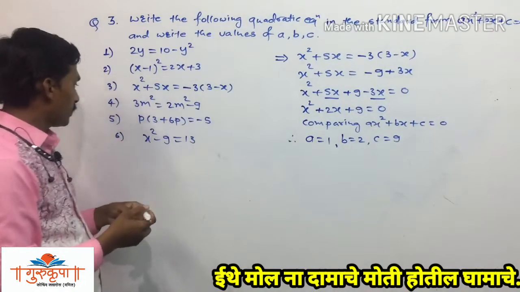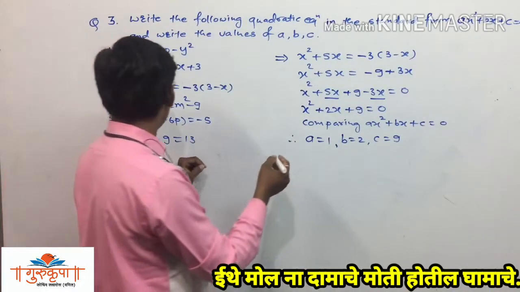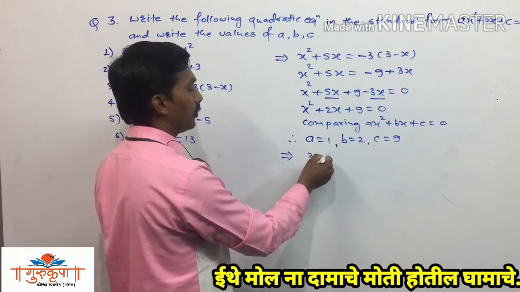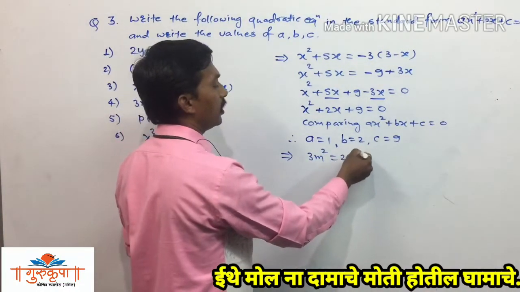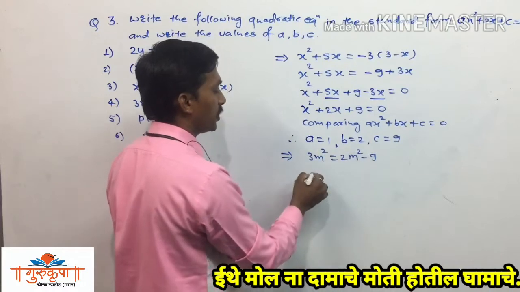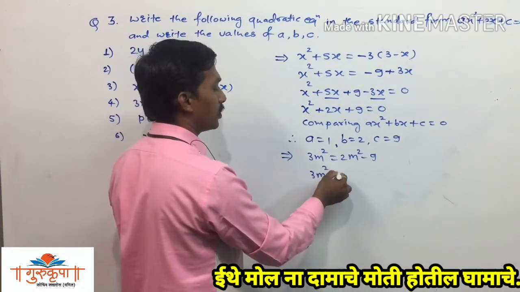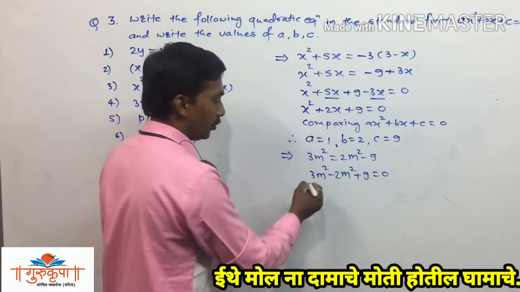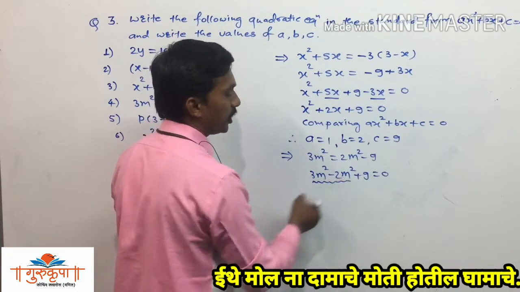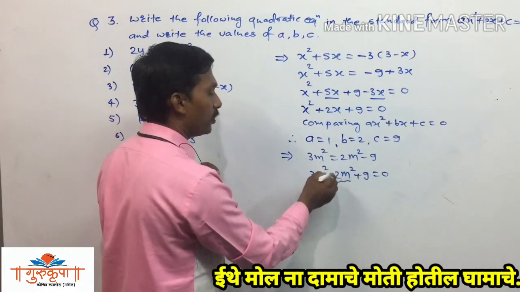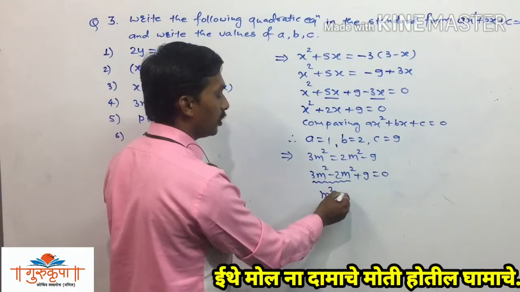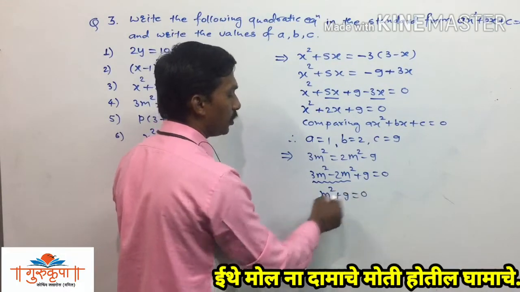Next example, example number 4, is 3m square is equal to 2m square minus 9. We will transfer both these terms to the left side, so we will get 3m square minus 2m square plus 9 is equal to 0. Now these two are similar terms, so we will take subtraction. 3 minus 2 is positive 1, so we will write m square, no need to write 1, plus 9 as it is, which is equal to 0.